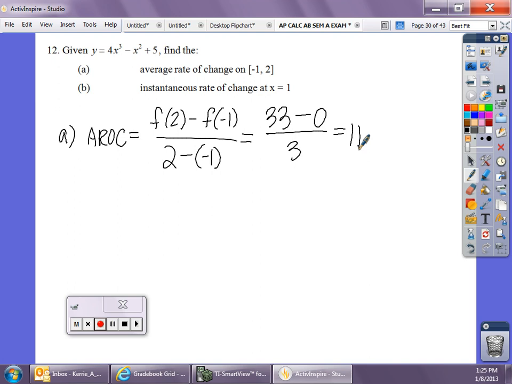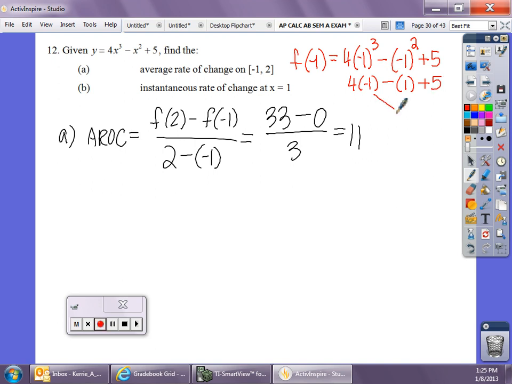Please just make sure that when you're doing f of negative 1, 4 times negative 1 cubed minus negative 1 squared plus 5, you end up with 4 times negative 1, and then minus negative 1 squared is positive 1 plus 5. A lot of you get that wrong. So you get negative 4 minus 1 plus 5, which is how I got 0 as the value.